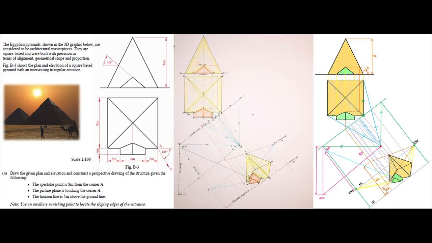Spectator point is 8 meters from corner A. The picture plane is touching the corner A. The horizon line is 5 meters above the ground line. And note, use an auxiliary vanishing point to locate the sloping edges of the entrance.